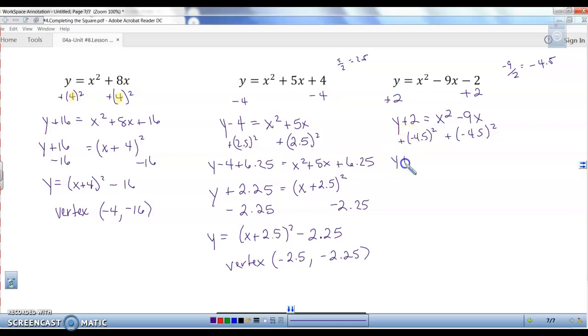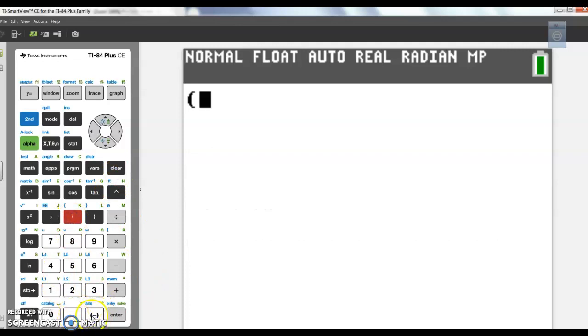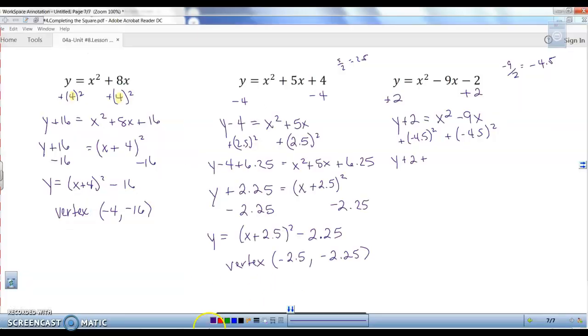So that gives me y plus 2 plus, what's negative 4.5 squared? All right, parenthesis, negative 4.5 quantity squared is 20.25. Equals x squared minus 9x plus 20.25. Okay, combine your terms. That gives you y plus 22.25 equals, all right, what's your factor for this one going to be? Watch your sign. Oh, I wrote that wrong. This is going to be plus 20.25. Sorry about that. There we go. I fixed it.